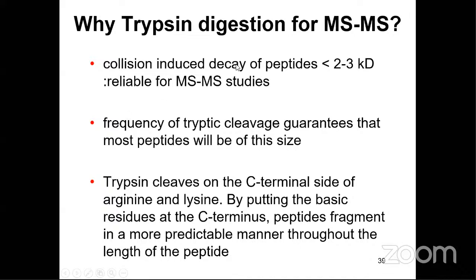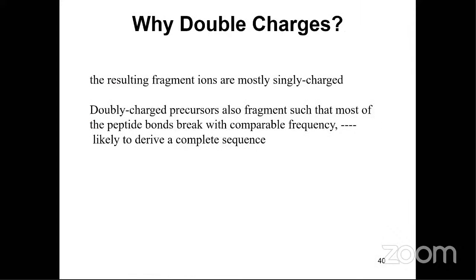When we have collision-induced decay, we end up with 2 to 3 kilodalton fragments, so it's very reliable for MSMS study. Why do we use trypsin? It cleaves the C-terminal side of arginine and lysine, putting the basic residues at the C-terminal, so that we can understand the peptide fragments. We will look at how the peptides fragment in the next slides.